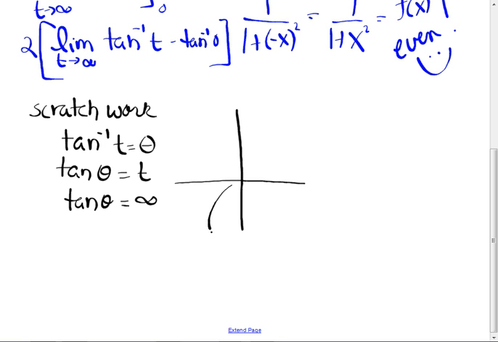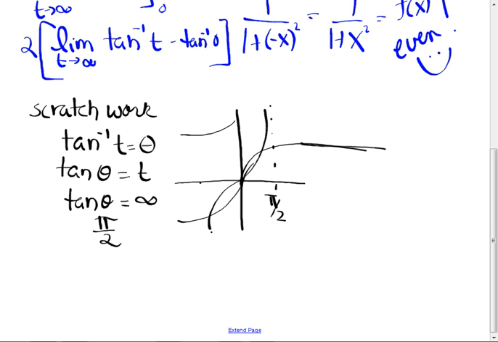Remember what the tangent function looks like? Right, it looks like this. What angle will give you infinity? That's pi over 2. So the inverse looks like this, on its side. Your horizontal asymptote was your vertical asymptote. The domain is going to be from minus pi over 2 to pi over 2 of the original function. That's correct.